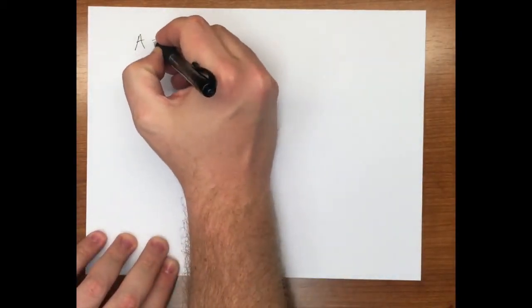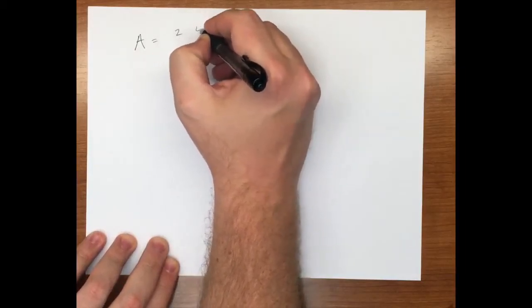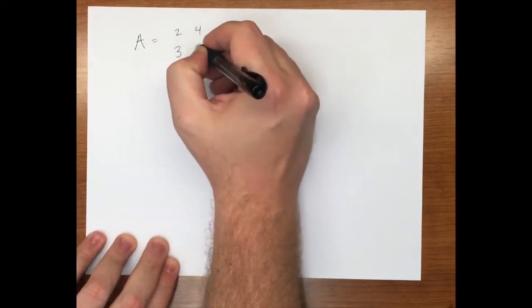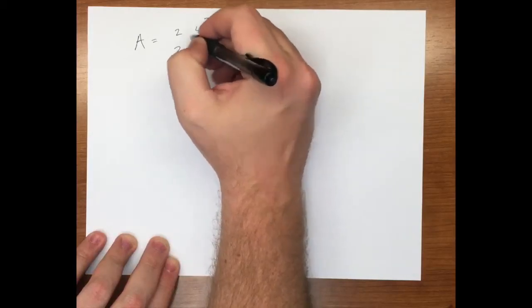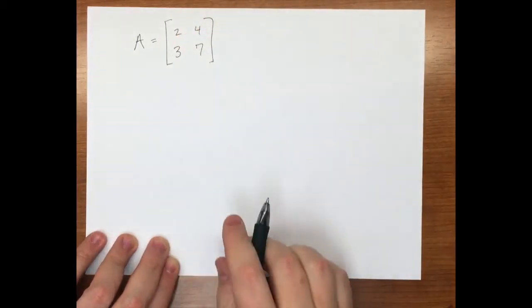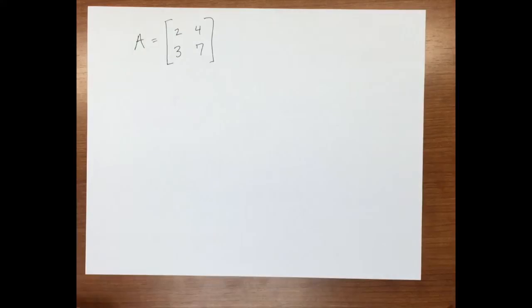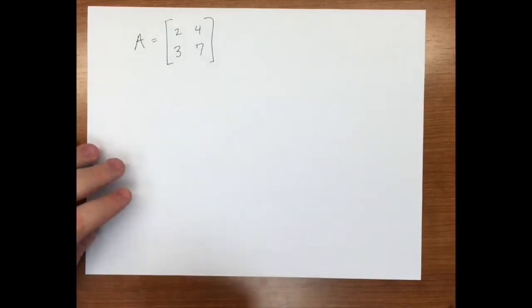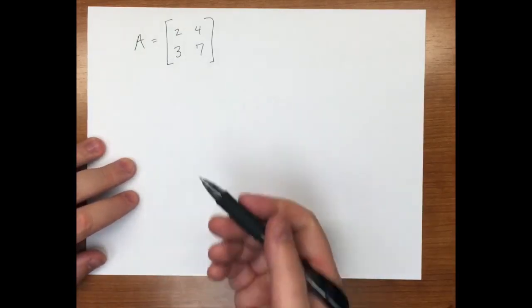Let's start with A being the matrix 2, 4, 3, 7. Remember, A needs to be square in order to even have a chance of having an inverse. So here's a square matrix A. Now, we could use our calculator to find the inverse of this thing, but this isn't too bad.